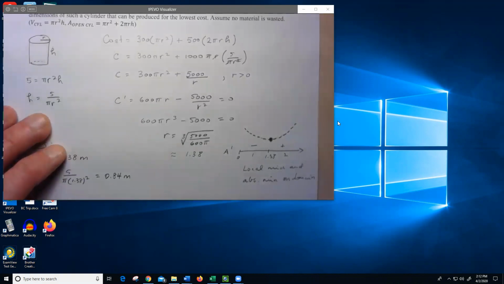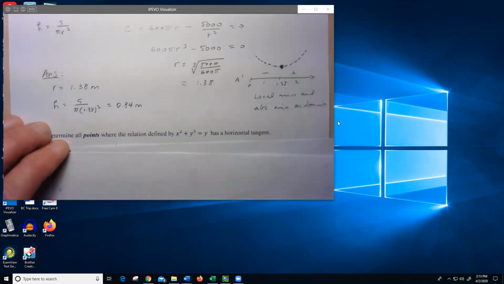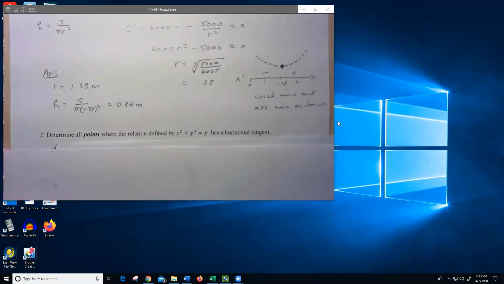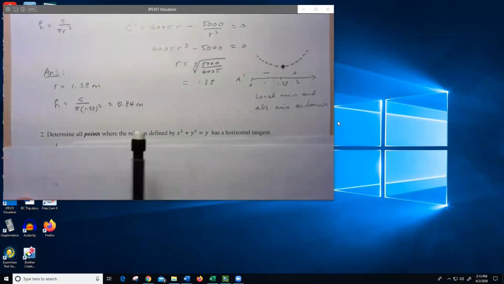And number 2 here asks us to determine all points where the relation defined by this equation here has a horizontal tangent. Okay, so in the end, we're still looking for the same thing.